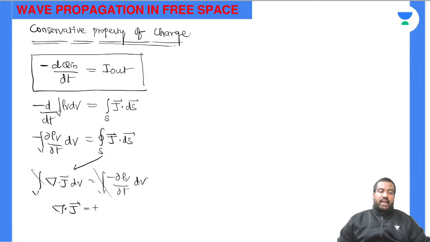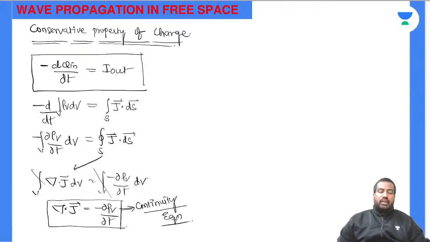What is del dot J? Del dot J is equal to minus dou rho v by dou t. This is called conservative property of charge, and the equation is called the continuity equation. Continuity equation is from the principle of conservative property of charge, and it's a natural phenomenon.